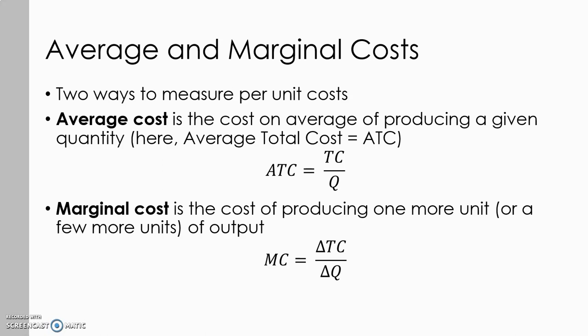Marginal cost, though, is very different. It looks very similar, but the triangles matter. It's the cost of producing one more unit of output. It's the change in total cost divided by the change in quantity. Not total cost over quantity, but change in total cost divided by change in quantity. You're going to have to do some subtracting here.